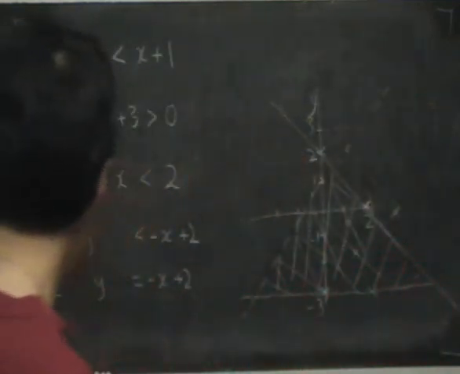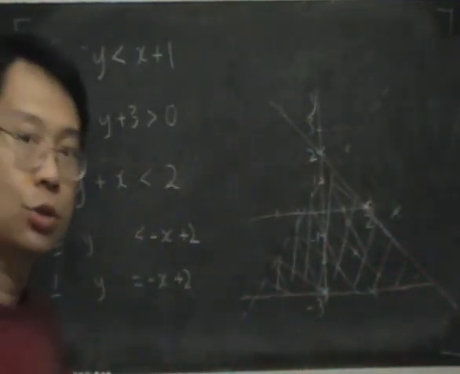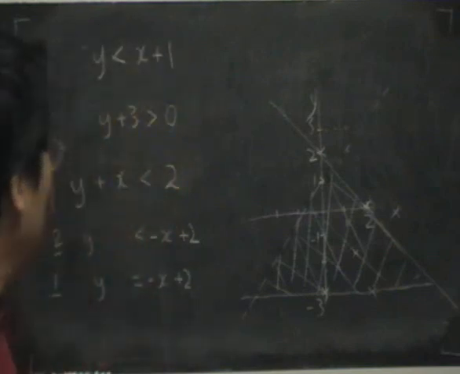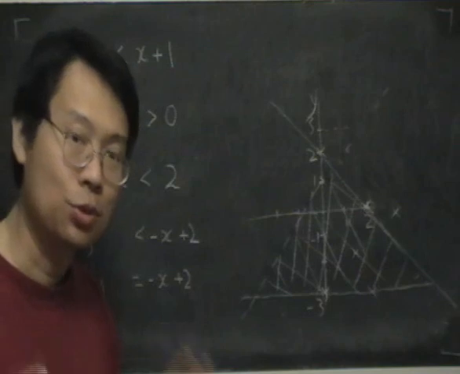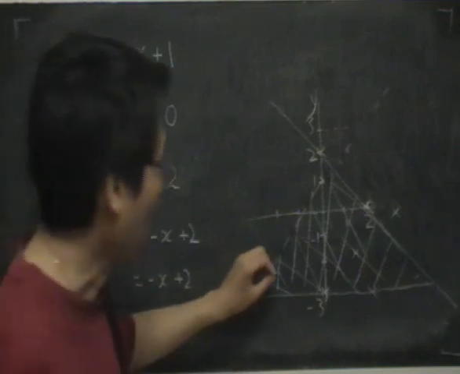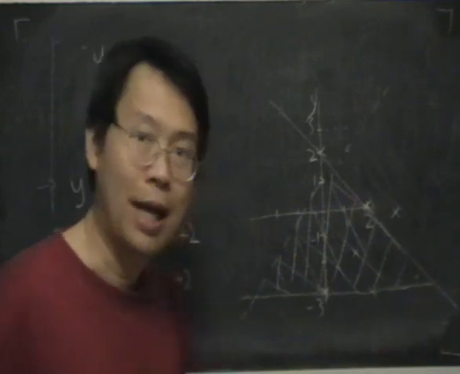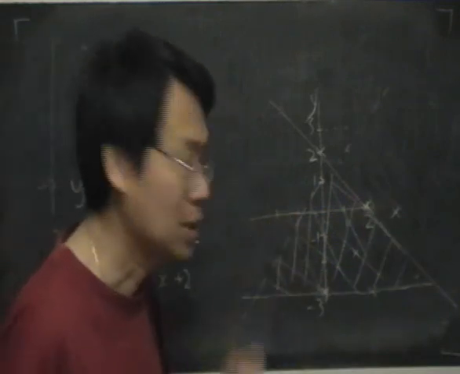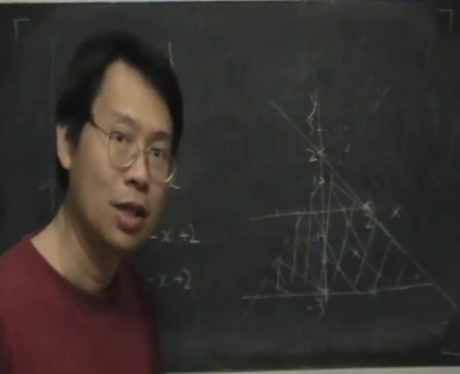There, we have a triangle there. So the solution to these three inequalities are all the points, all the possible x, y's inside this triangular area.